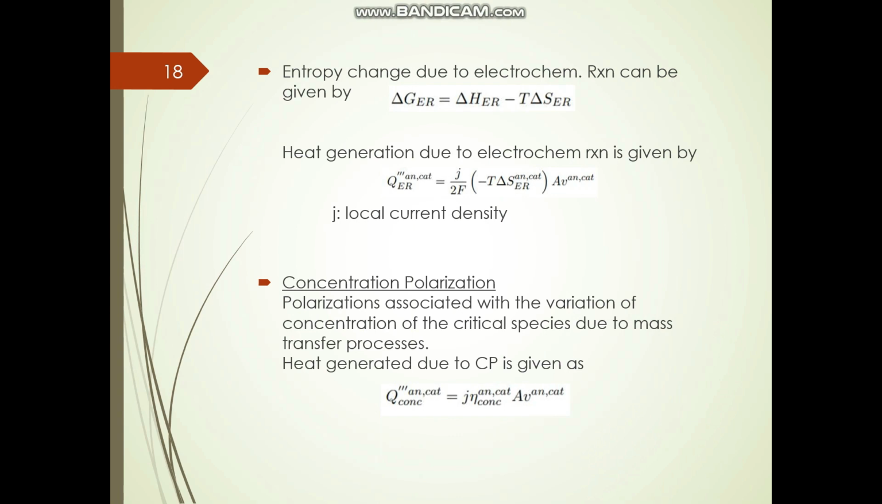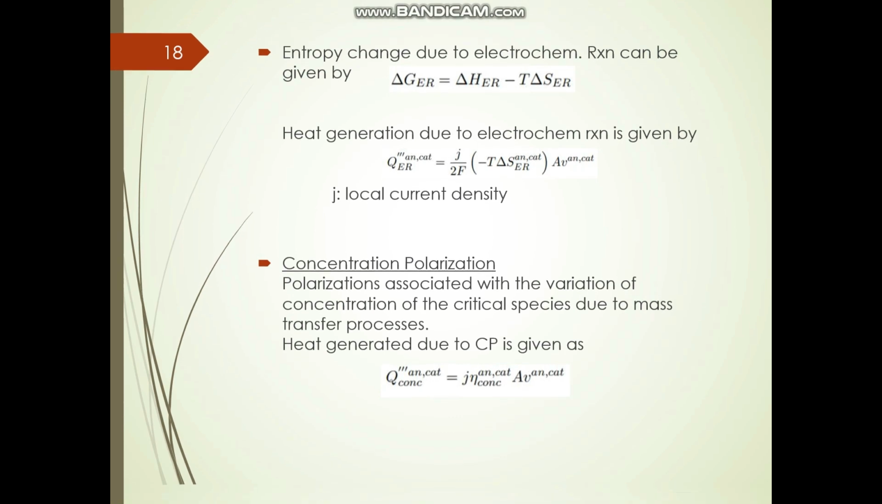There is another process via which heat generation occurs in SOFC, which is polarization. It is basically losses in voltage due to imperfection in material microstructure and design of fuel cells. They are of three kinds: concentration polarization, activation polarization, and ohmic polarization. First, talking about concentration polarization. It is polarization associated with variation of concentration of critical species due to mass transfer process. Heat generation per unit volume is given by the expression shown at last. Here eta in general accounts for polarization effects.